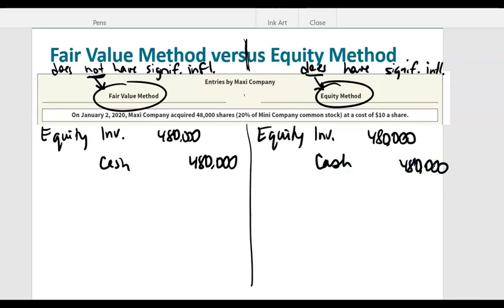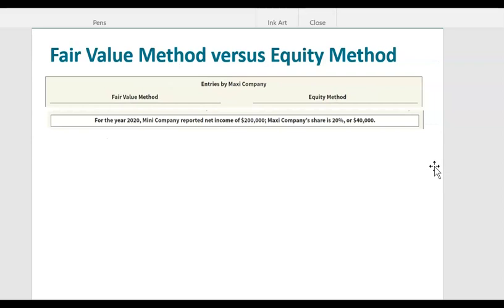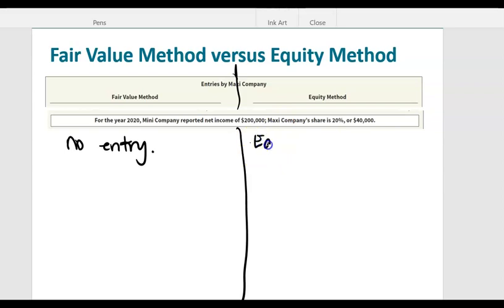But now let's move on to the other transactions so that we can see some differences here. For the year 2020, Mini Company reported net income of 200,000. Maxi Company's share is 20%. Well, under the fair value method, we don't do anything about that. We say we own such a small percentage that it doesn't really matter. And then what did we say under the equity method? We say the value of our investment increases, so we debit to increase equity investments for the 40,000, and we credit to increase investment income for 40,000.